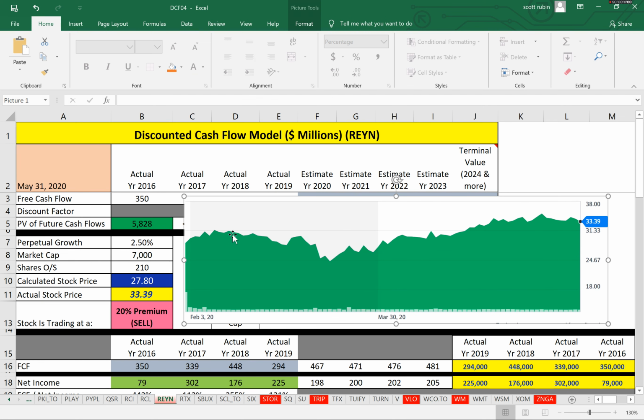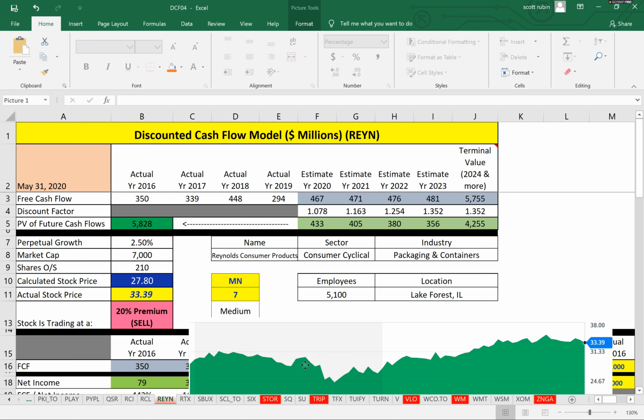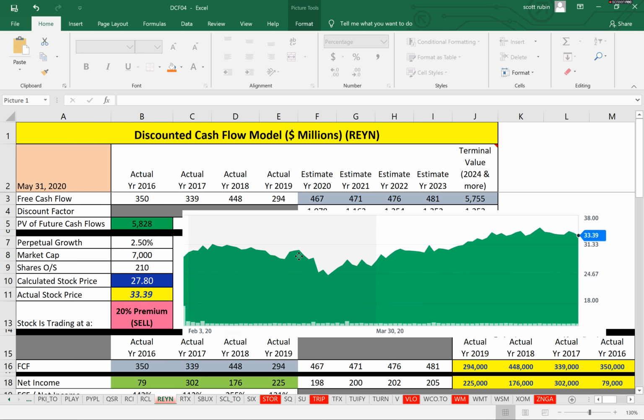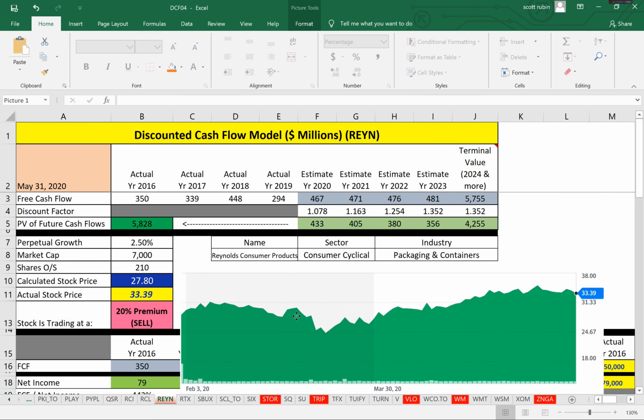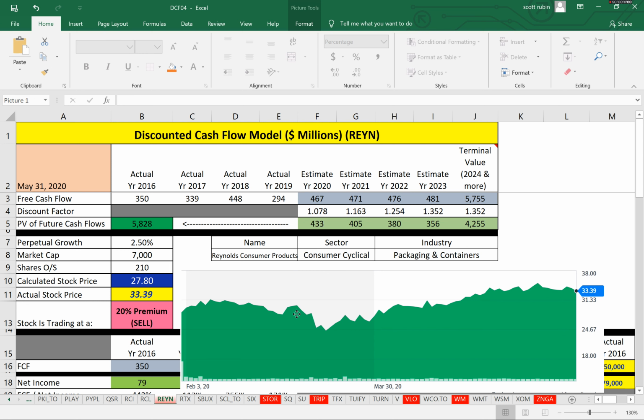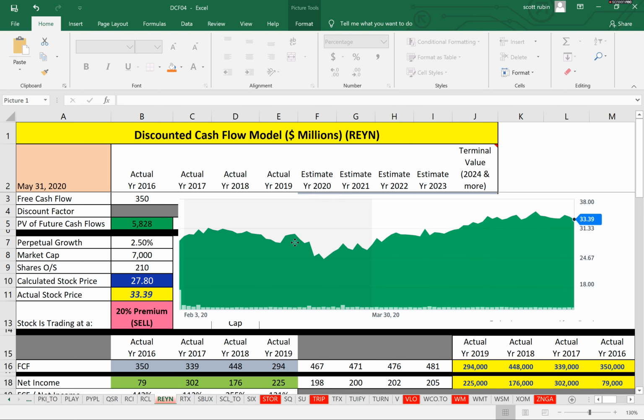So let's look at the historical prices. It looks like it was trading closer to $28 a few months ago, maybe last year. But the price has gone up. It looks like it's trading at almost its peak currently. Reynolds Consumer Products. So the price must be getting bid up because there's been a lot of demand for its products during coronavirus.